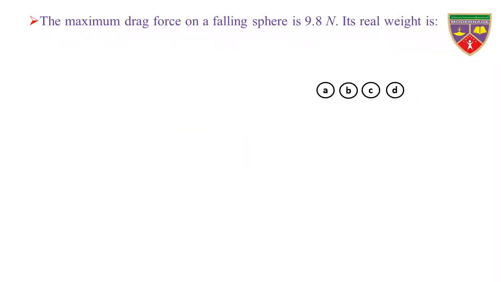The maximum drag force on a falling sphere is 9.8 Newton. Its real weight is: option A, 1.0 Newton; option B, 9.8 Newton; option C, 4.9 Newton; option D, 0.0 Newton. The key is 9.8 Newton. Therefore, the correct option is B.